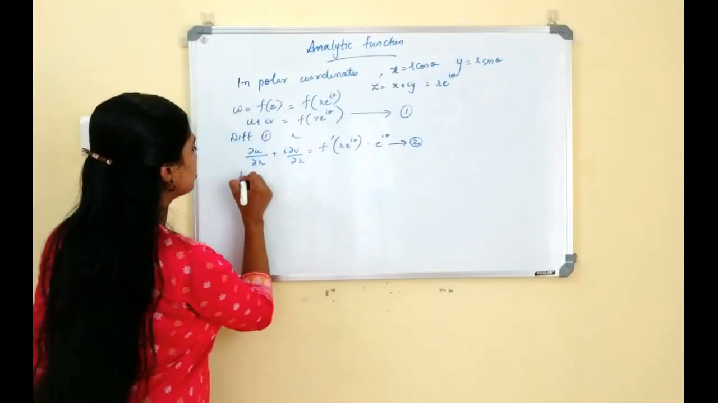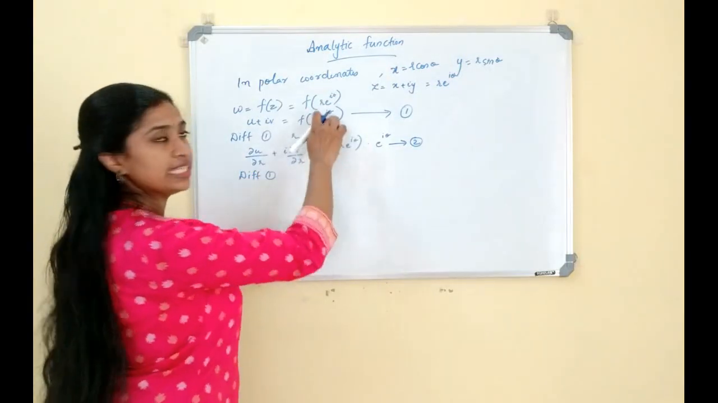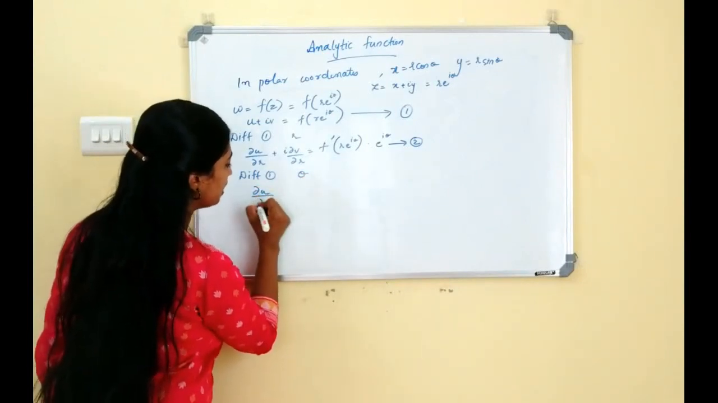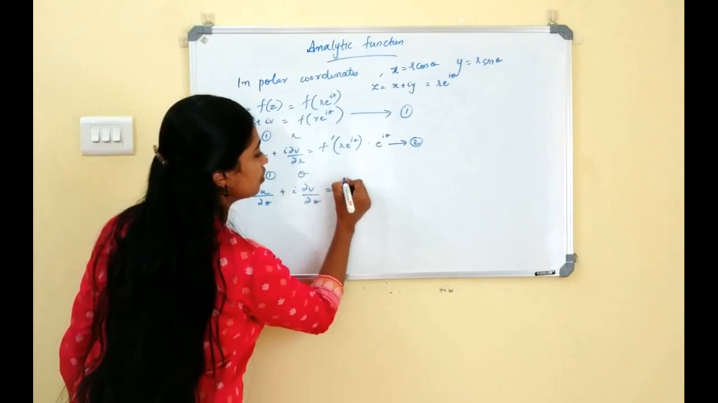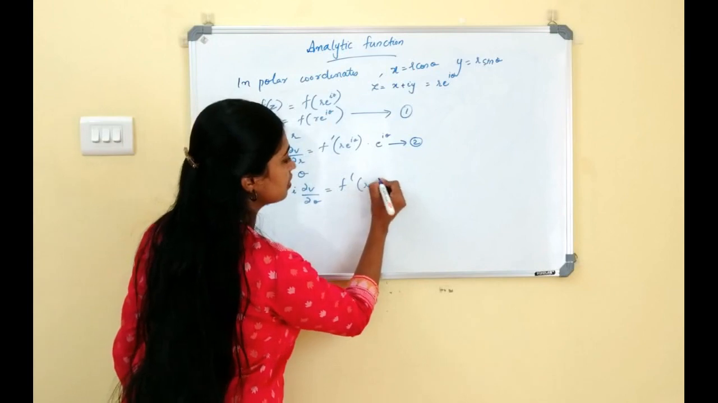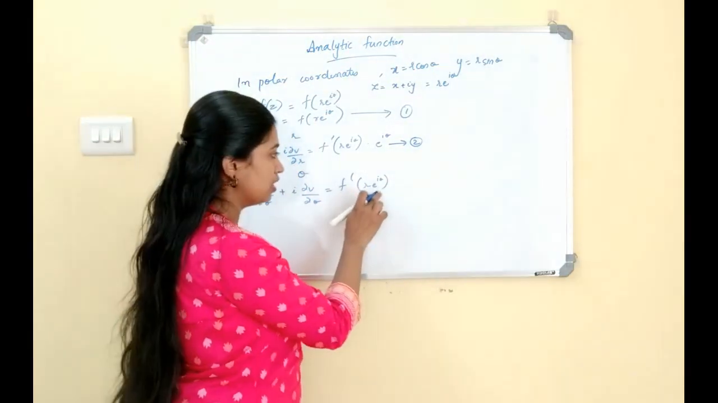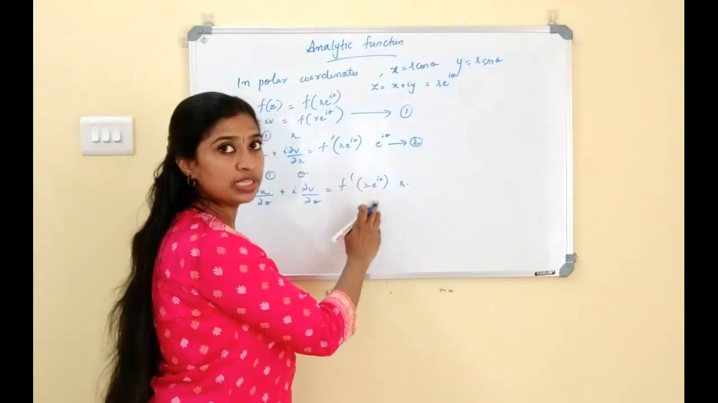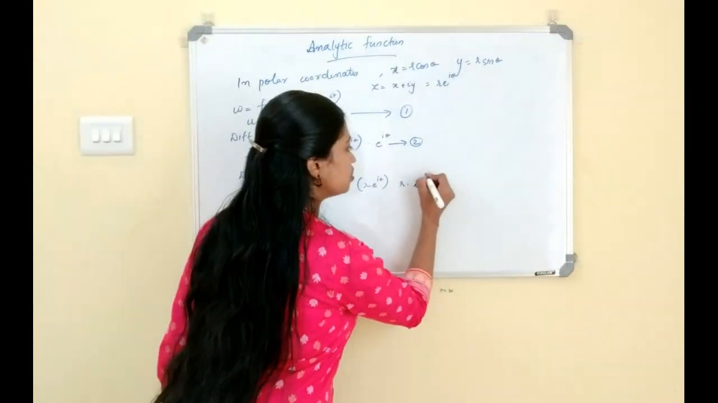Now we are differentiating equation 1 partially with respect to theta. So we will get dou u by dou theta plus i dou v by dou theta is equal to the derivative of function f of z. Now we are differentiating with respect to theta. So r is a constant. The derivative of e raised to i theta is i, where i is a constant. So i e raised to i theta.